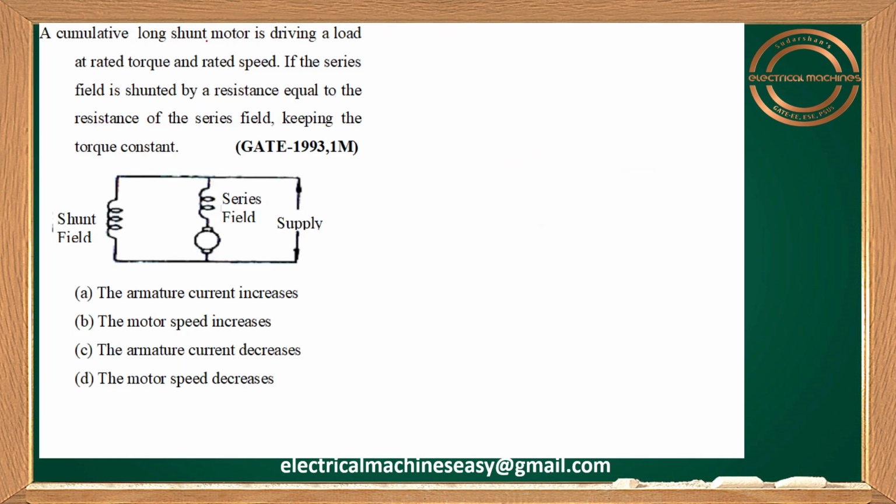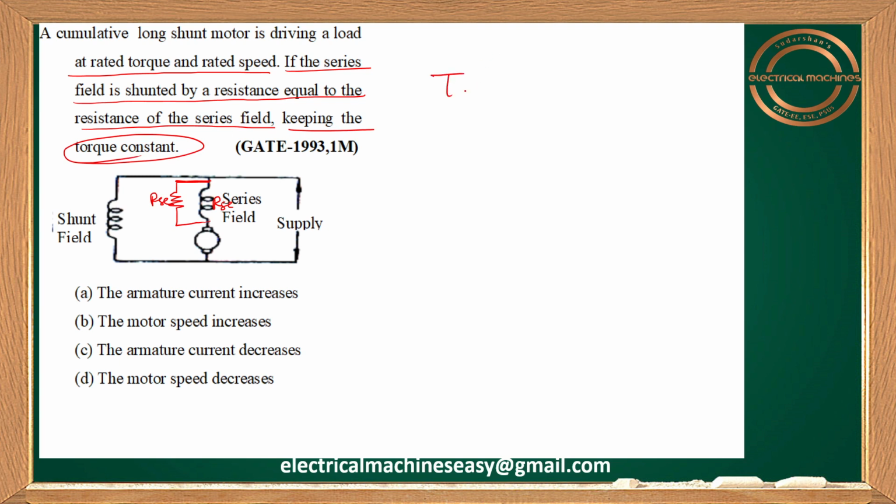A cumulative long shunt motor is driving a load at rated torque and rated speed. If the series field winding is shunted by a resistance equal to the resistance of the series field. For example, let us assume that it has resistance RS. What it is saying is connecting a shunt resistance across your series field winding, with a resistance value once again RS only. So keeping the torque constant, this term is very important.